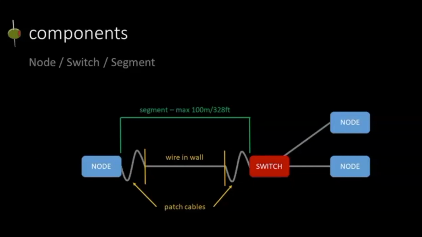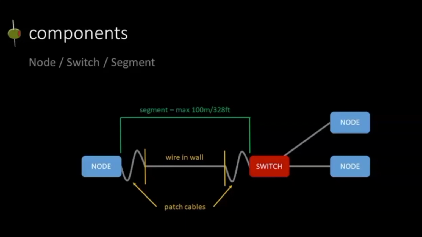Notice that the segment has a maximum length of 100 meters, or about 328 feet. Keep in mind that networks are just electrical circuits, right? So there are some constraints around them as to how far we can run them before we start to see degradation in signal. And also notice that a segment consists of not just the wire that's in the wall, but also the patch cables, right?